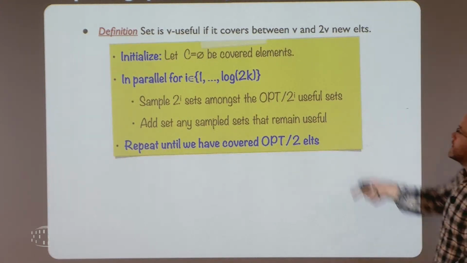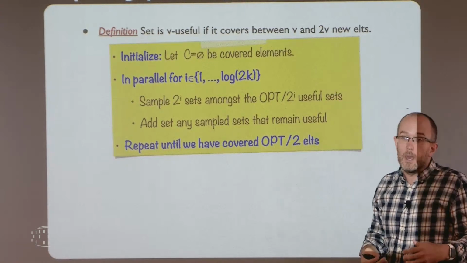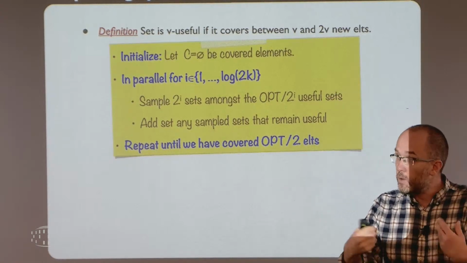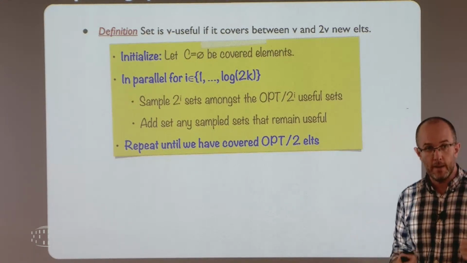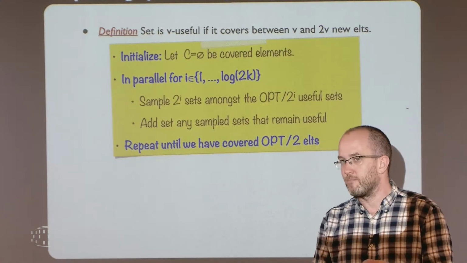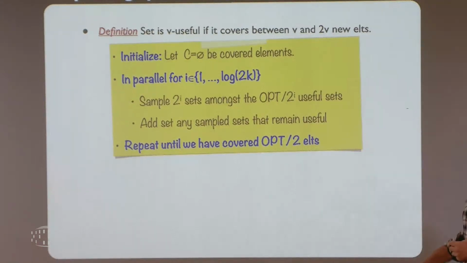This is not something we're doing sequentially. I think a natural first attempt would be to first try and pick up all the sets that add a lot, until there are no sets remaining, and then move on to sets that contain a lot divided by 2, and then a lot divided by 4, a lot divided by 8. But it turns out you can actually do this in parallel if you're clever about it.